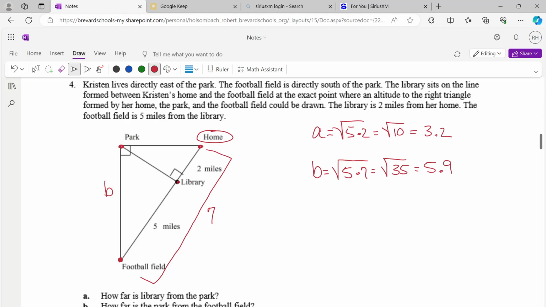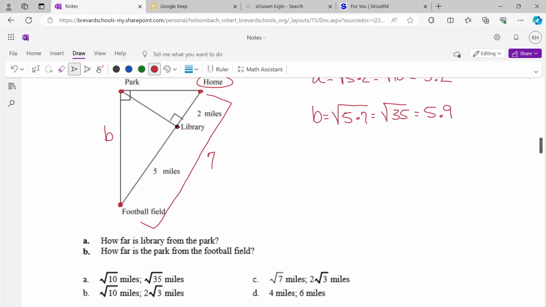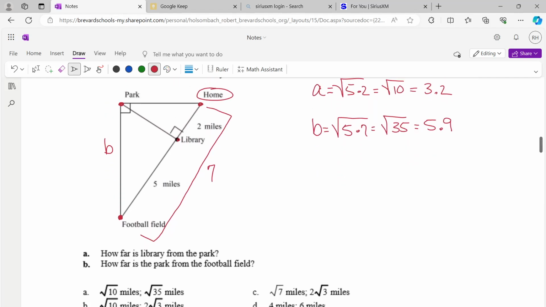So there's your 2 distances for question number 4. And let's see, we got a 3.2. All right, so look up here for our answer choice A. We had it as radical 10 that we converted to 3.2. So our first answer is radical 10. So we're going to be using answer choice A or B. We're not going to be using C, and we're not going to be using D.